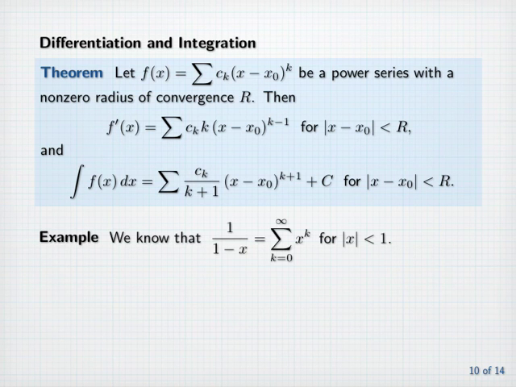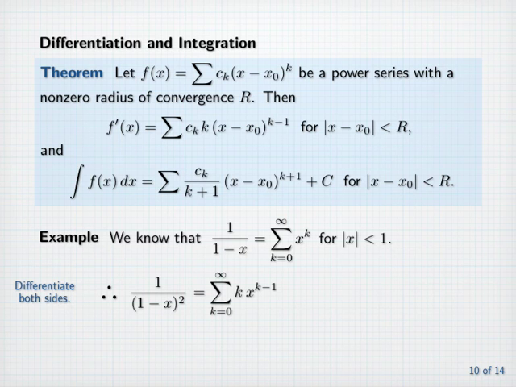Example. We know that 1/(1-x) is equal to the sum from k equals 0 to infinity of x^k for the absolute value of x less than 1. So by differentiating each side of that equation, we learn that the derivative of 1/(1-x), which is 1/(1-x)^2, is equal to the derivative of the right-hand side, which is the sum from k equals 0 to infinity of k times x^(k-1). By a shift of indices, that series is the same as the sum from k equals 0 to infinity of (k+1) times x^k, and this formula is valid for all absolute value of x less than 1.